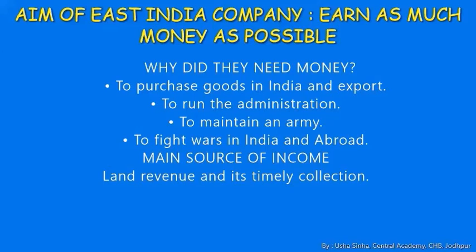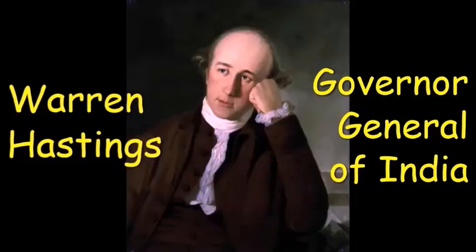As I said, the main source of income was revenue, and it would be land revenue. Hence, it was essential that the British officials collected land revenue in time, and a stable, timely revenue collection was required. In order to earn stable and timely land revenue, Warren Hastings came up with a policy.